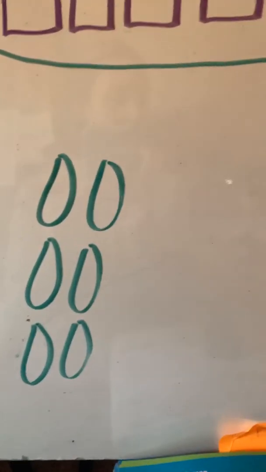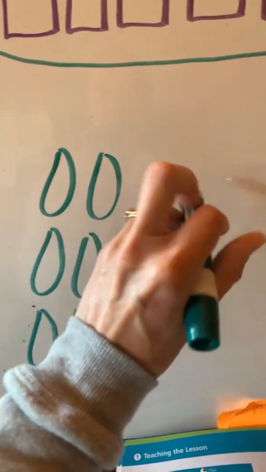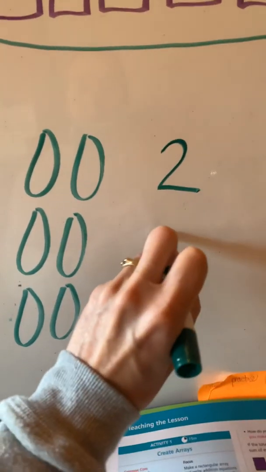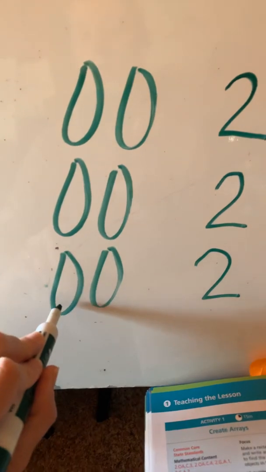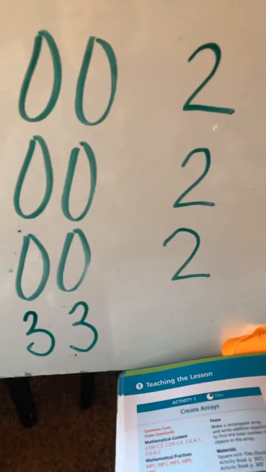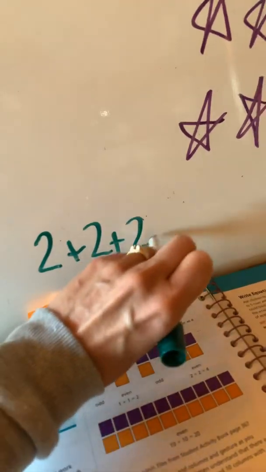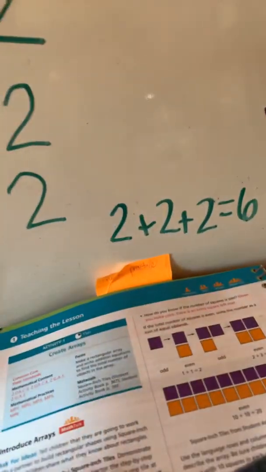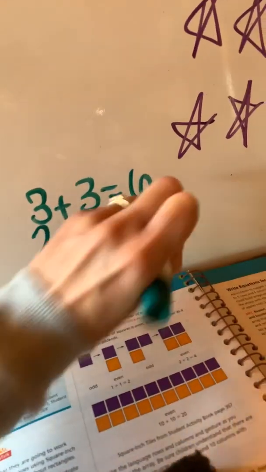All right, now we see pairs. These are my drawings of pairs. I know they're not the best, but you can see in your book you have pairs. We're going to see how many are in each row. How many? You're right, 2. Another 2, and another 2. How many are in each column? 3. So 3 plus 3. We can add by skip counting. We can write 2 plus 2 plus 2 equals 6, or 3 plus 3 equals 6.